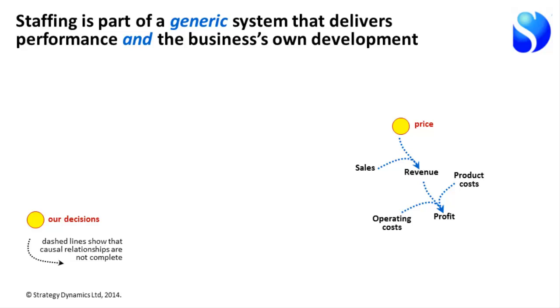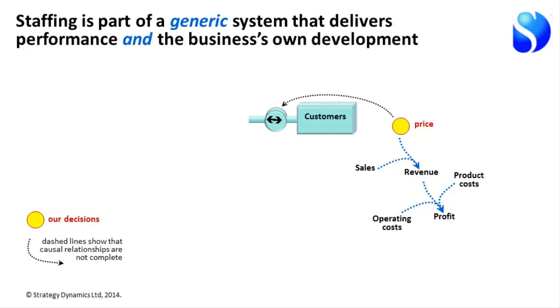Now we want to recognize the fact that we're not planning HR in isolation. HR is part of a business system. And when you apply the same method to the whole of a business, this is the kind of picture that you end up with. This is a kind of generic template, if you like, that describes many kinds of businesses. On the right-hand side, you've got profit. Profit comes from revenue minus costs. Revenue comes from the sales volume that you sell multiplied by the price at which you sell it.